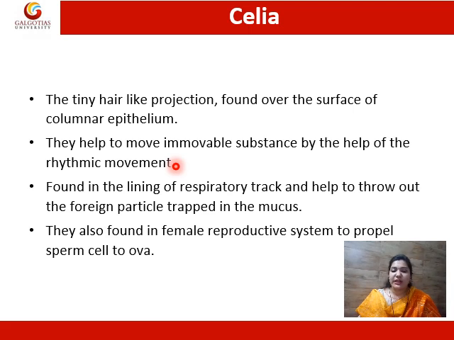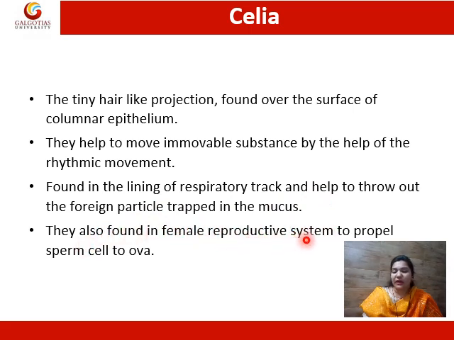They are found in the lining of the respiratory tract and help to throw out foreign particles trapped in the mucus. So these cilia are helpful when some foreign particle or allergen is trapped in mucus, and they irritate and make the passage irritated. So the cilia perform the rhythmic movement so that the foreign particle can be propelled out of the respiratory tract. These cilia are also found in the female reproductive system.